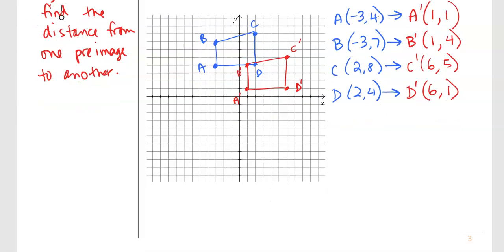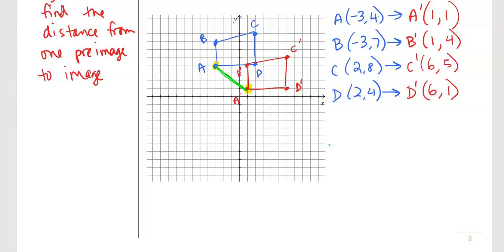All right, so let me do some highlighting here. Let's work with A to A prime. Okay, actually, I miswrote over here. We don't want to go from one pre-image to another. We want to go from one pre-image to image. So I want to stay from the original point to the other. So what I want to do is find the distance between A and A prime. So I could do distance formula, okay?